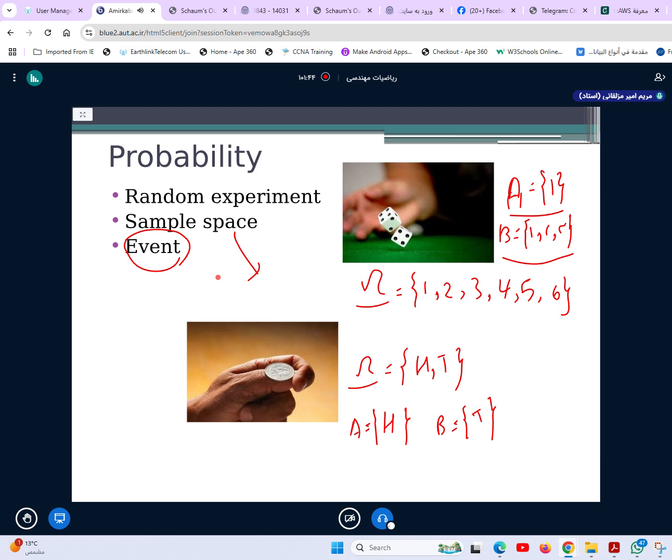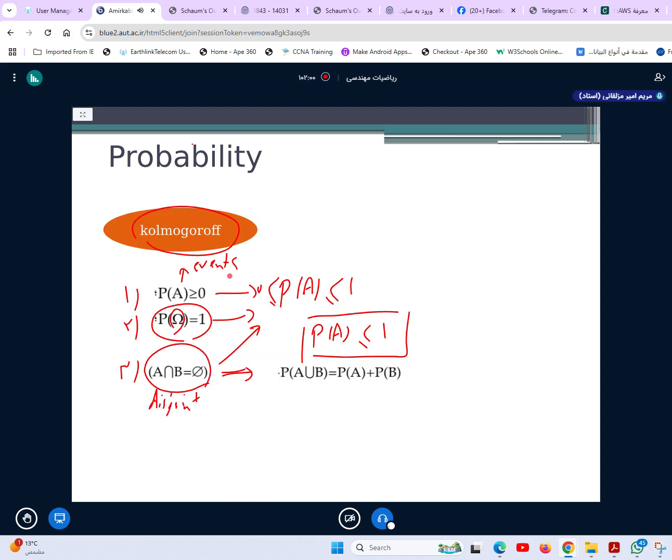In this slide, we defined random experiment, sample space, and events. If anyone has any questions about random experiment, sample space, and event, please ask me. No question. Next slide. In this slide, we talked about the conditions that probabilities should satisfy. If any question, please ask. No question.